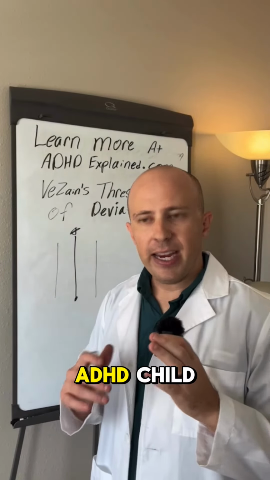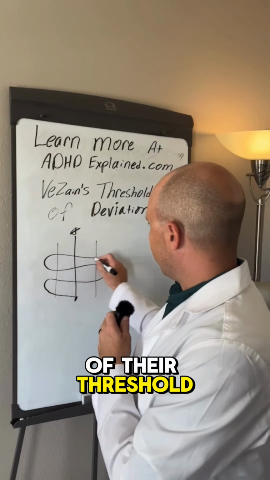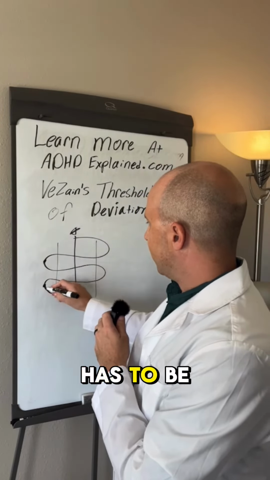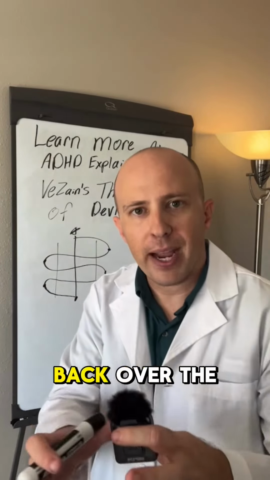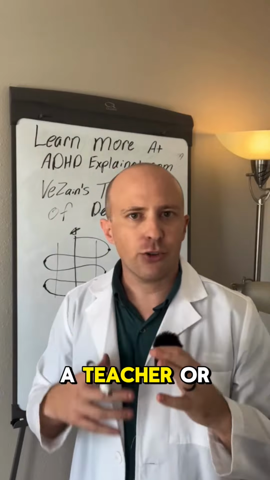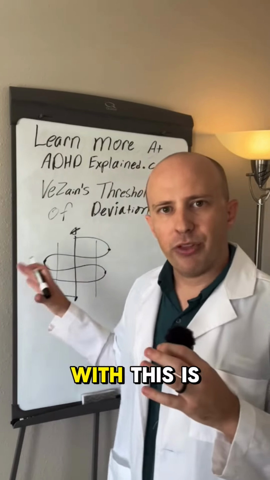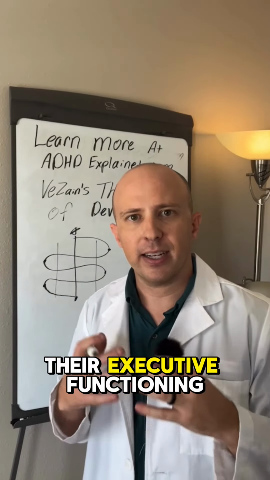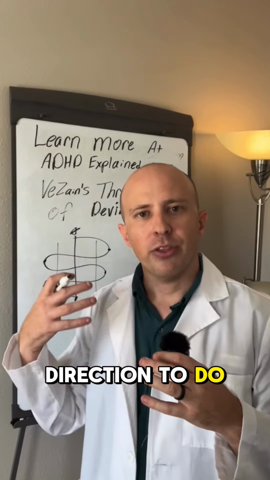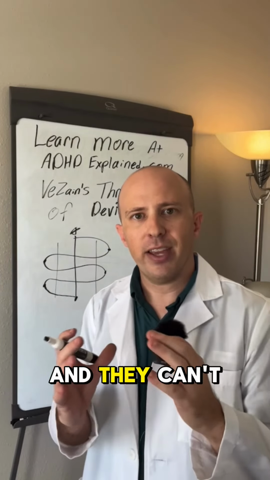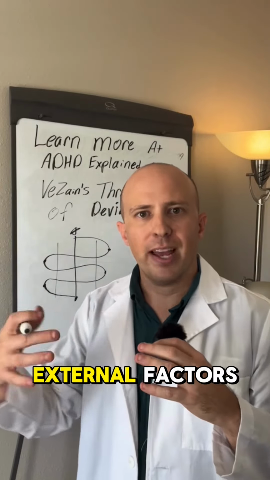Now, on the other hand, with the ADHD child, what you're going to see is whenever they get distracted, they fall outside of their threshold of deviation, meaning that there has to be some type of external factor or some type of external force that pushes them back over the center line. So often it's a teacher or a classmate telling them to be quiet, reminding them to get back on task. And the problem with this is that we're acting as their executive functioning. We're acting as their brain and telling them what direction to go. The kid is not actually staying on task and they can't really control their own mind and be able to bring themselves back onto task without external factors.